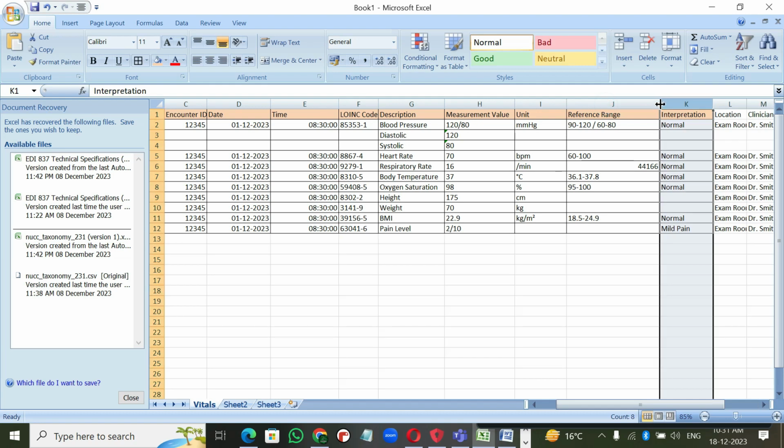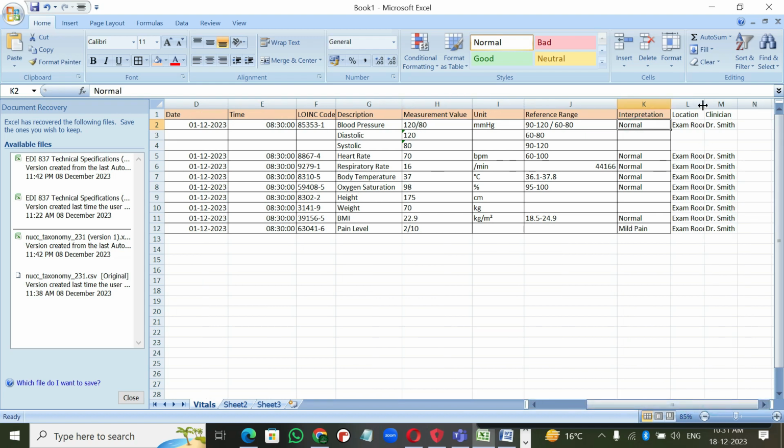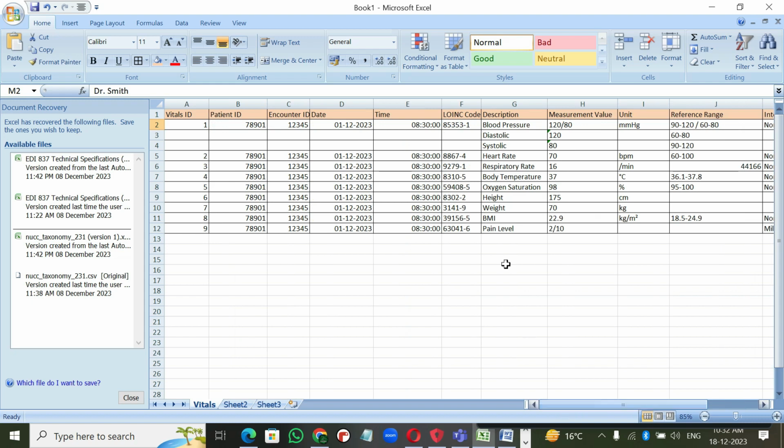Reference values. So reference values means what are the normal values that blood pressure has basically. So 60 to 80 is the low range, which is diastolic. And interpretation of this measurement. So the patient's blood pressure is 120 by 80, which means it is normal. And then there can be several other fields, guys. But for this example, I've taken location, the exam room where these vitals were measured, and by whom it was measured, Dr. Smith.